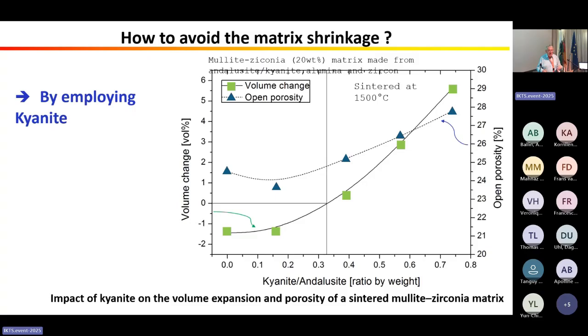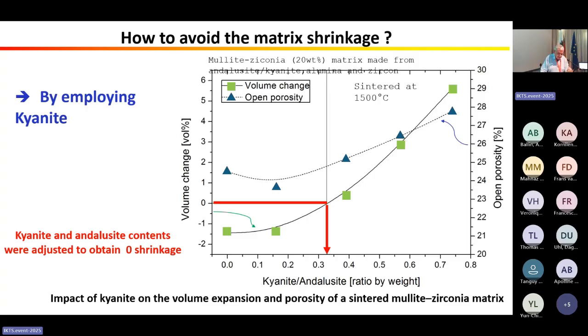So how to avoid the matrix shrinkage? By employing additives, here pyrophyllite, and this figure represents the volume change versus the ratio of pyrophyllite and andalusite. You see a very great impact of the additive on the volume expansion, and also on the porosity of the sintered mullite zirconia matrix. So we are able to define the good ratio to adjust to obtain zero shrinkage.